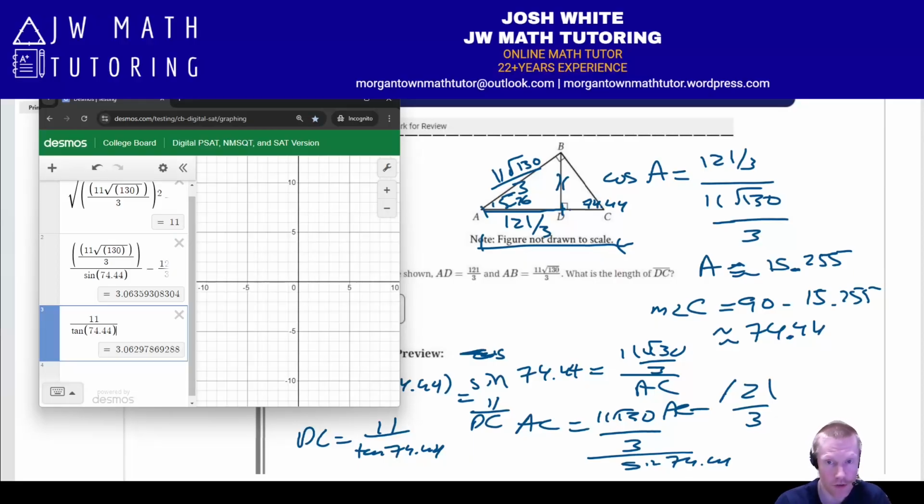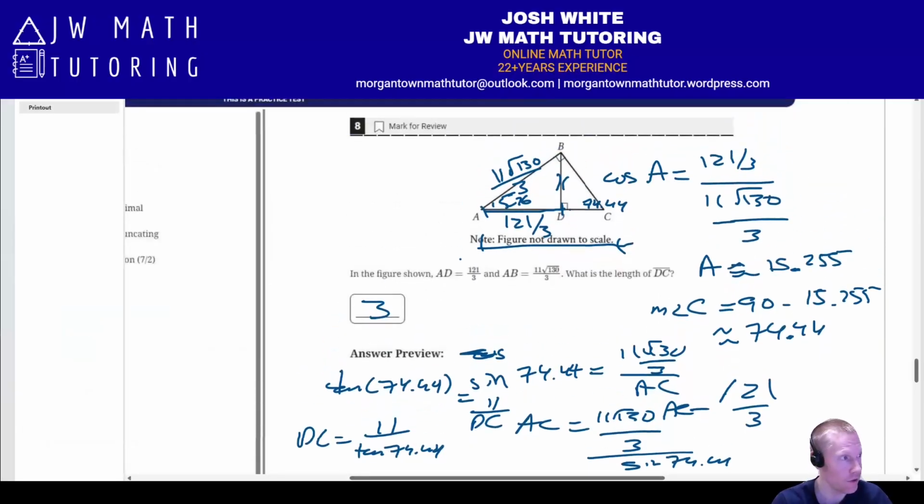So if you're going to do this approach, I would strongly recommend you do it on a graphing calculator where you can copy the full decimal down from step to step. But those are 3 different ways that you can approach this problem. Number 8, practice test 3, module 2B.